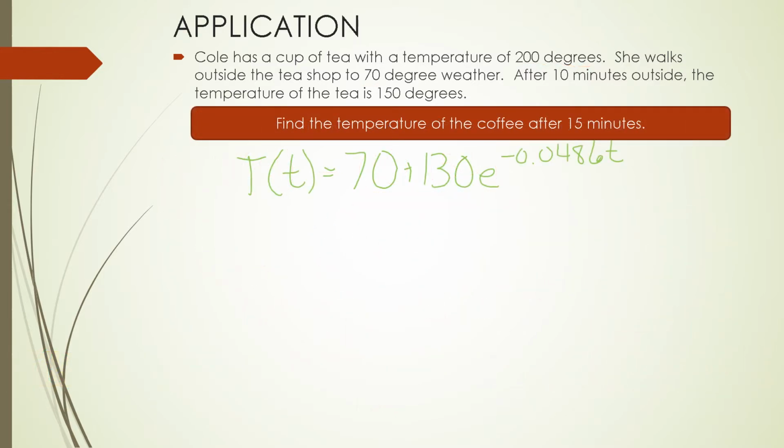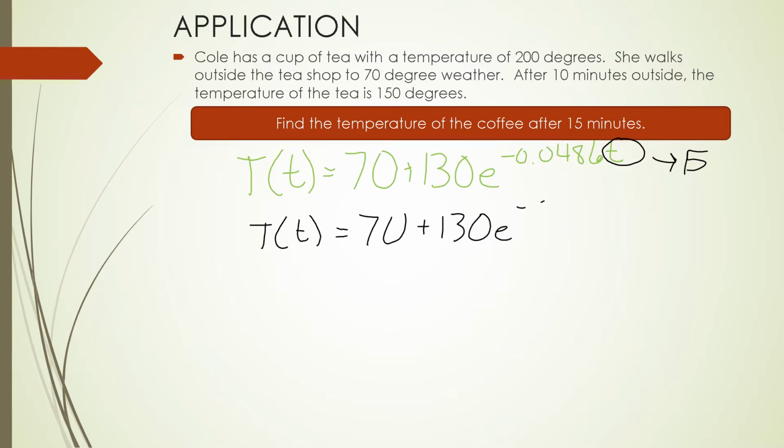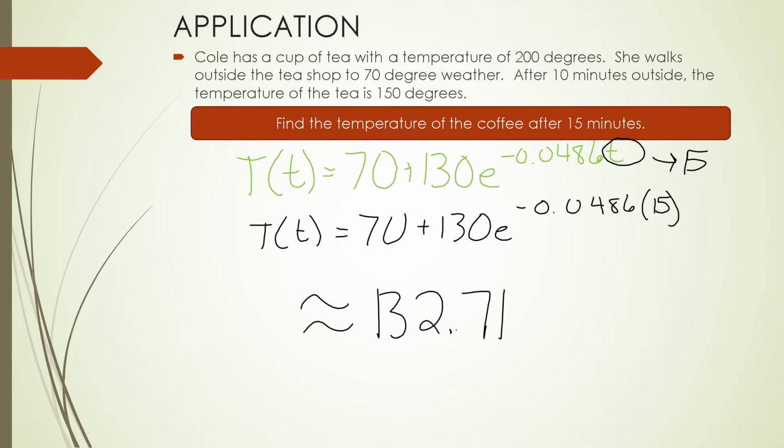For the next part of this problem, we are going to be finding the temperature of the coffee after 15 minutes. So that means our t up here is going to be 15. And we are going to plug that in. The easiest way to solve it from here would be to plug this in on your calculator since we have all the information, and that is going to give you an approximate temperature of 132.71 degrees.